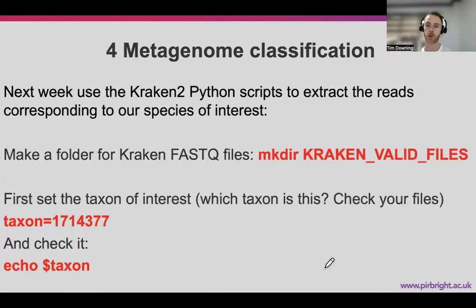So that's what we'll look at shortly. For the next step, what we'll do is take our taxon of interest. What taxon is this? You'll have to look at your Kraken files for that. And we're assigning that in bash, and just check with echo to check that this is correct. We'll make a directory for this as well.